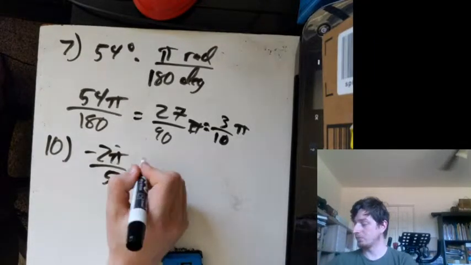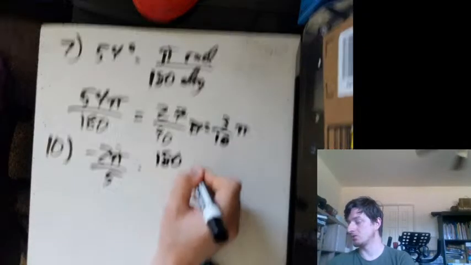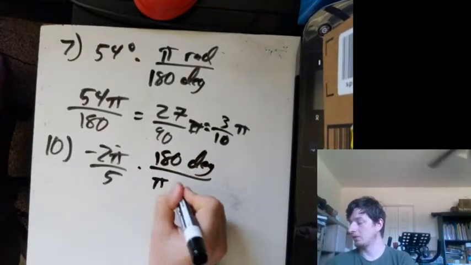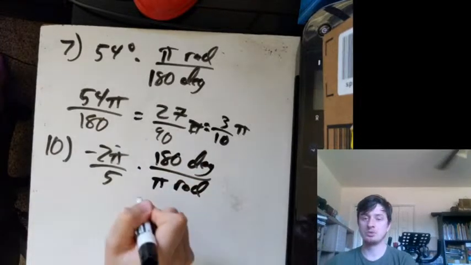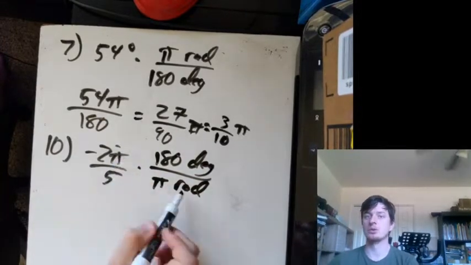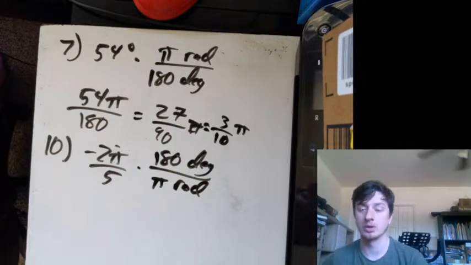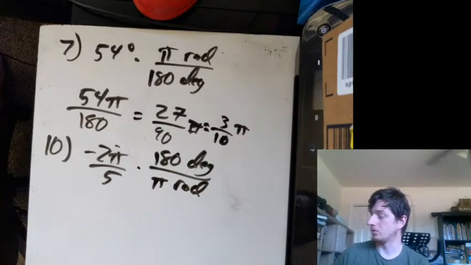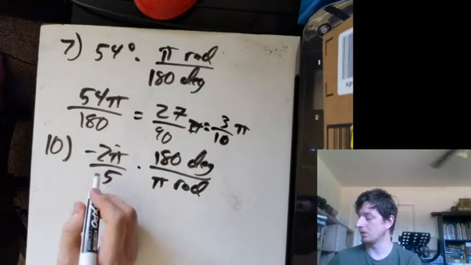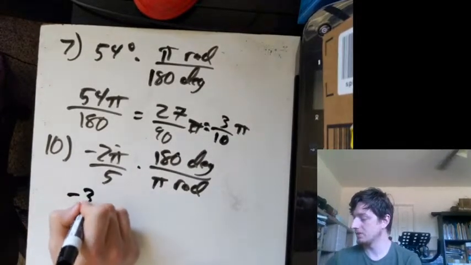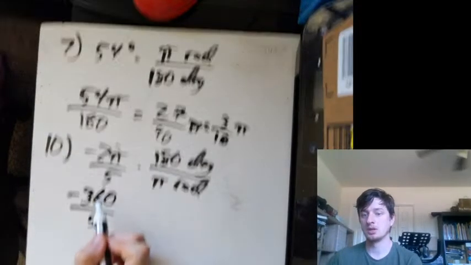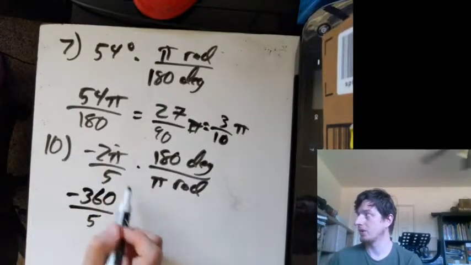And we're going to multiply by 180 degrees and divide by pi radians. And you'll notice every time we do this, the pi in radians is going to go away. We'll just be left with a number. Might be a weird number, but it's going to be a number. So the pi's cancel out. We get negative 360 over 5, because 2 times 1 is 260. Divide by 5.